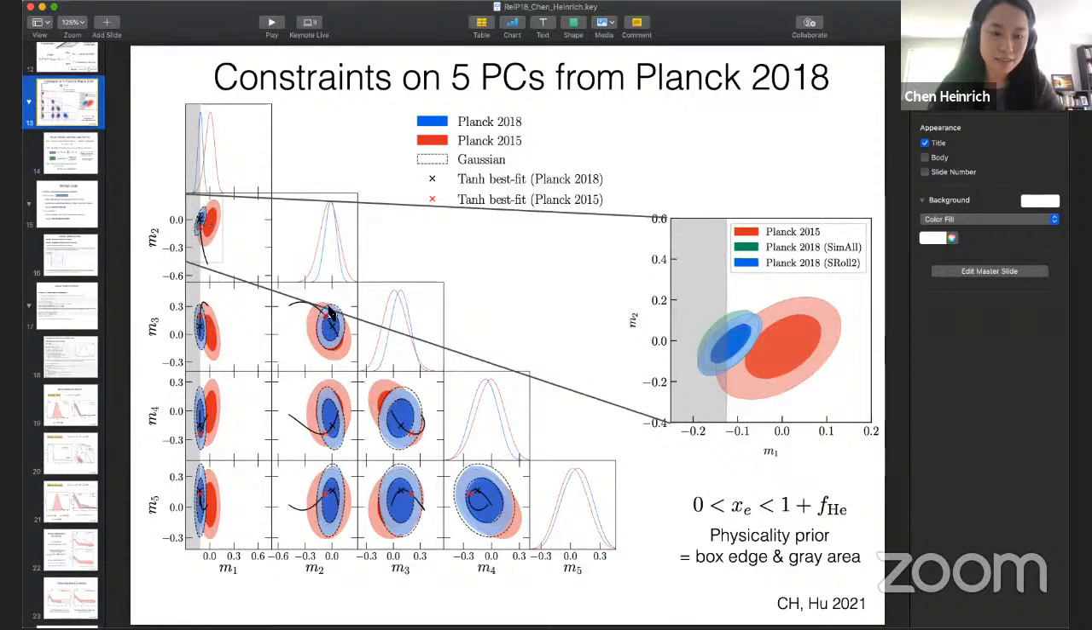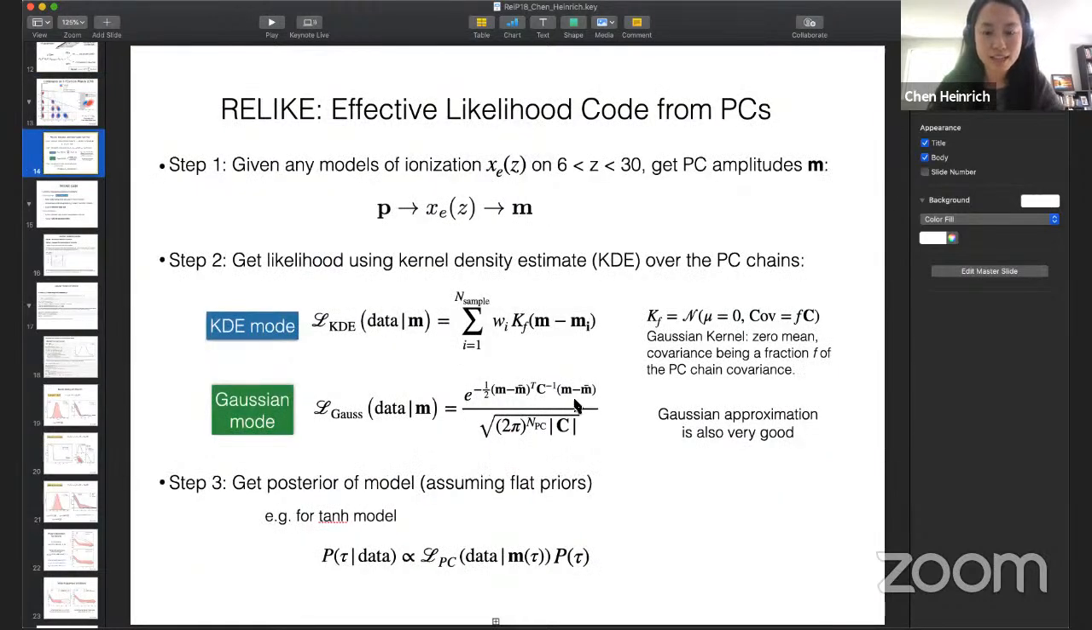It turns out that the Gaussian approximation is also very good. So if you see these ellipses that are dotted, these are just assuming a Gaussian likelihood in the M's using the chain covariance. They're also pretty good. So we're going to offer these 2 modes in our code, and then from this, assuming a flat prior on your model parameters, you can easily get the posterior of your model very quickly.